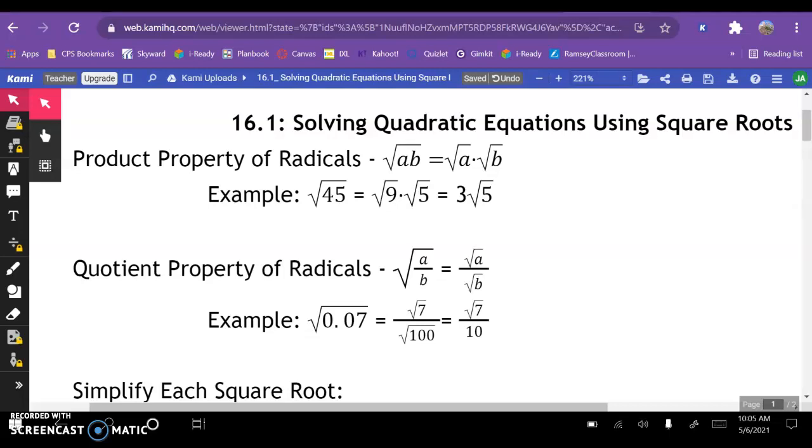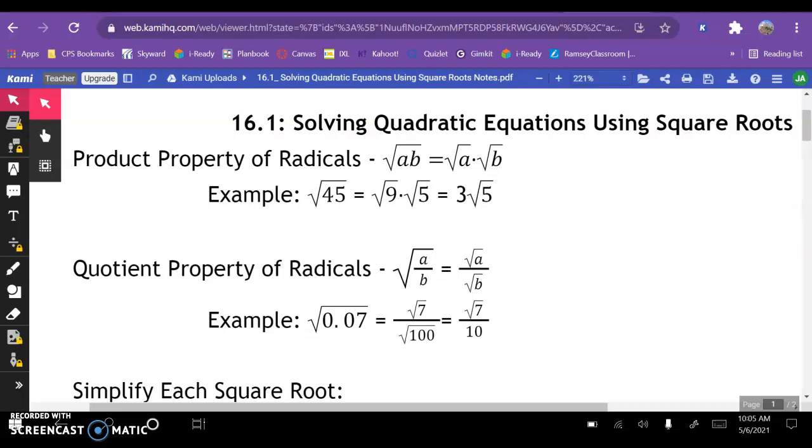For section 16.1, we are going to solve quadratic equations using square roots. So to begin with, we have a couple of properties to talk about. The first one is the product property of radicals. The product is your answer to multiplication.